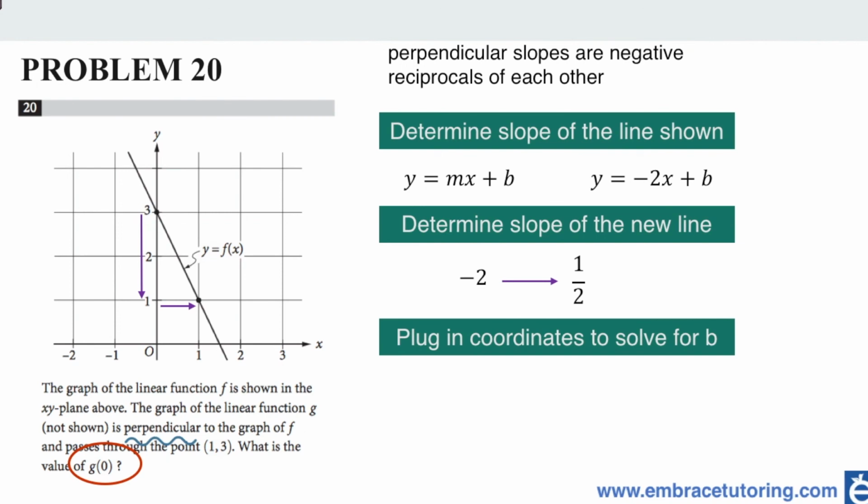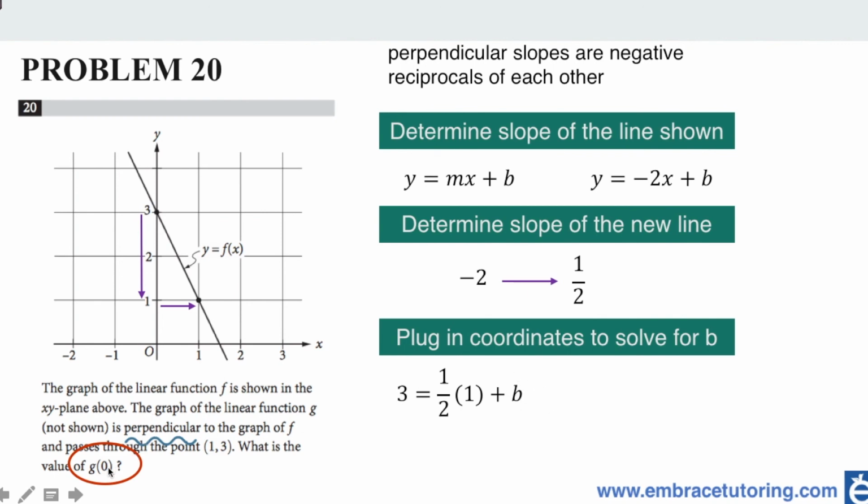Now I'm going to plug in coordinates to solve for b. I'm going to choose the coordinates that make the most sense, which in this case are 1 and 3. The problem says the graph passes through the point (1, 3). So here my x is 1, and here my y equals 3. I'm going to plug in these coordinates in order to solve for b.